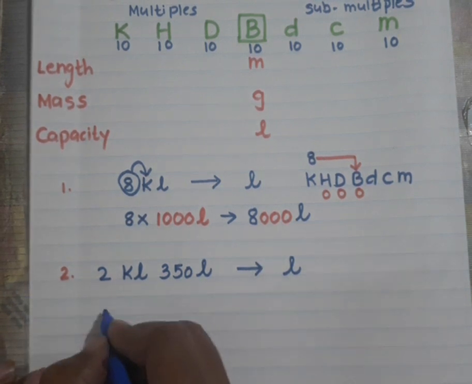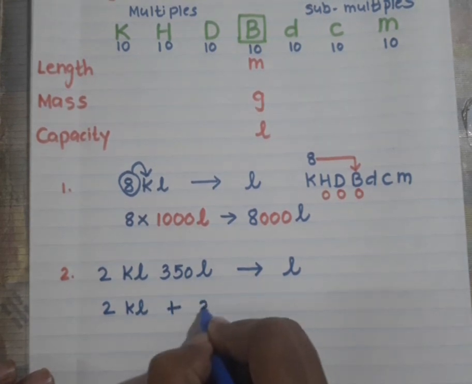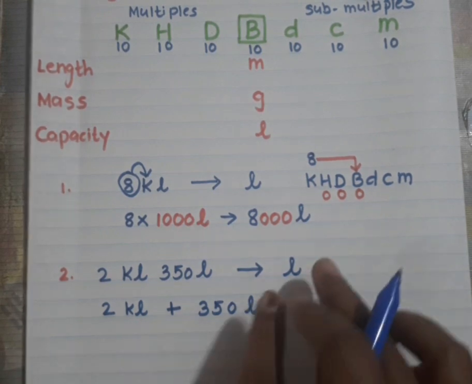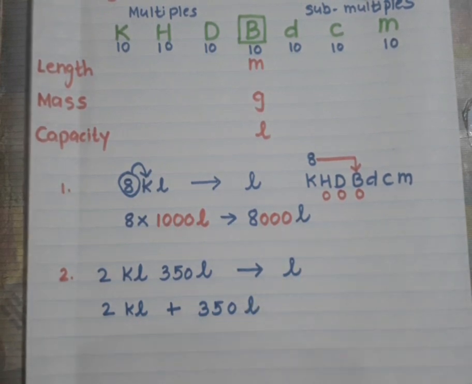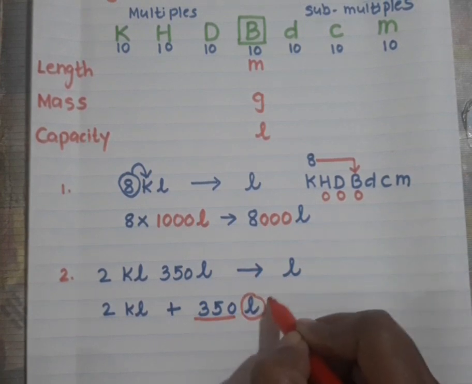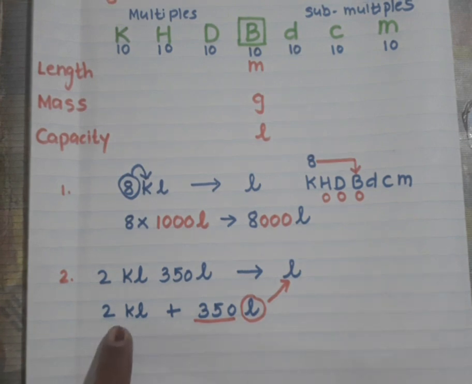It means 2 kiloliter plus 350 liter. This whole thing has to be converted to liter. You already know this 350 is already in liters. So I don't have to do anything with this 350. What change I have to make or bring about? It is in 2 kiloliters.